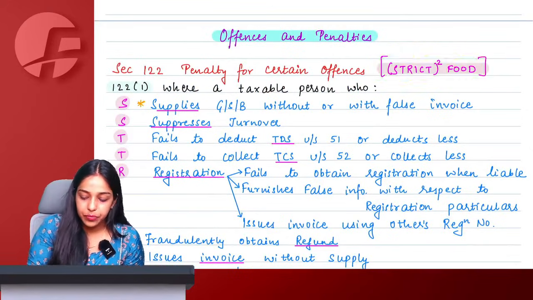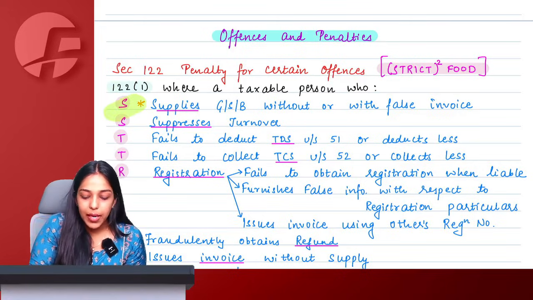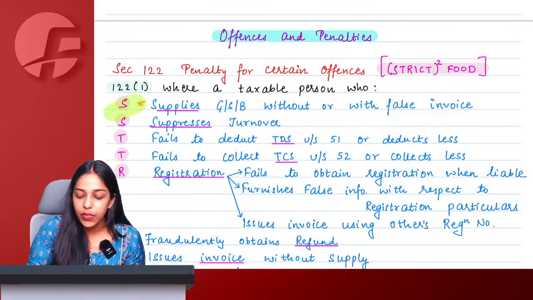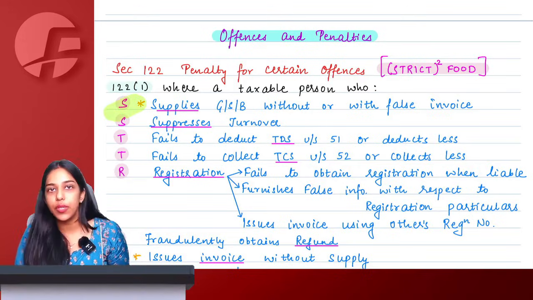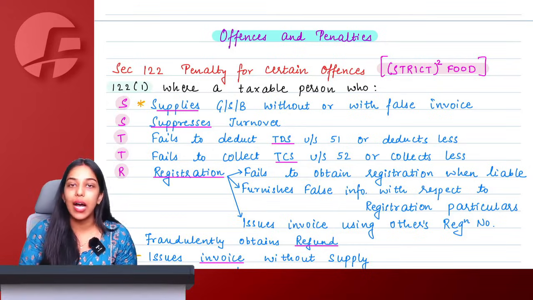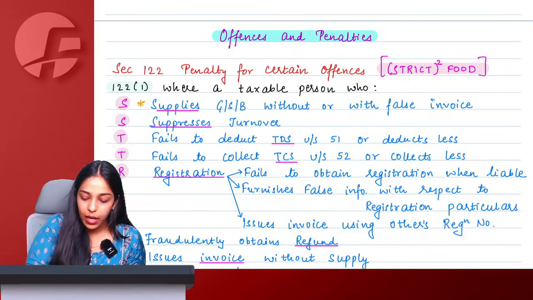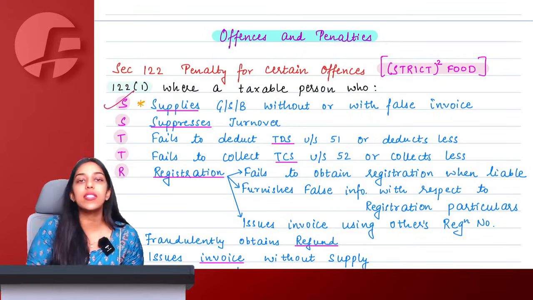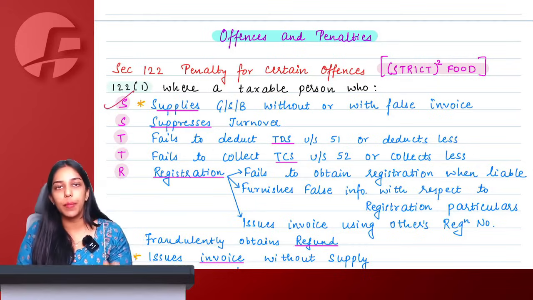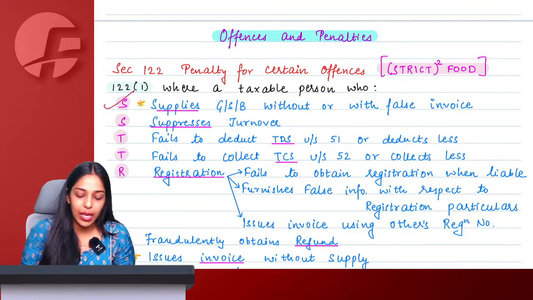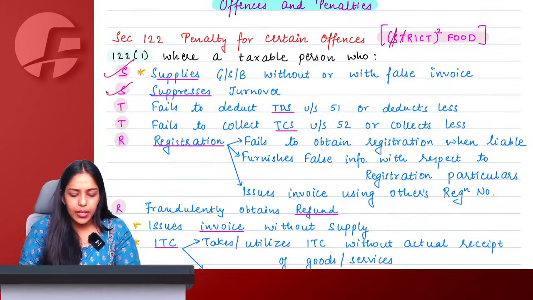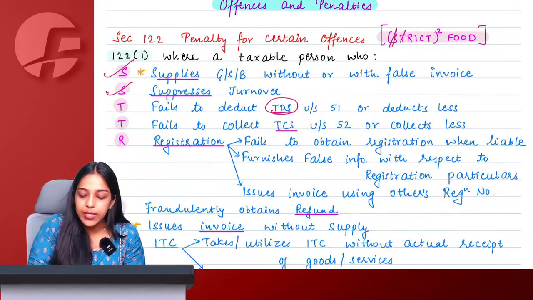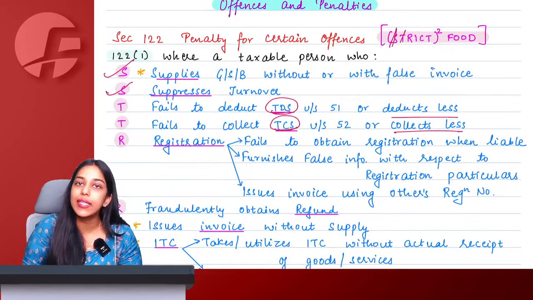Let us see. S for supplies goods, services or both without invoice or with false invoice. Basically, you are supplying but you are not issuing invoices, or your invoices are fake. After that, suppresses turnover. Why would I suppress turnover? Because the lower the turnover, the lower is going to be my tax liability. So SS done. Then T. T says fails to deduct TDS or deducts less. And then same, fails to collect TCS or collects less.